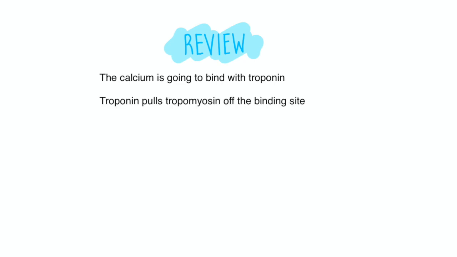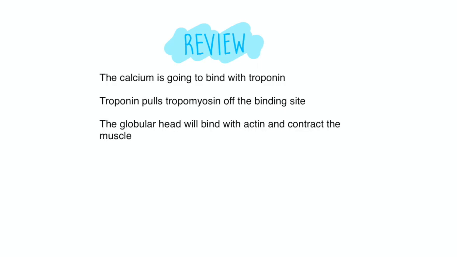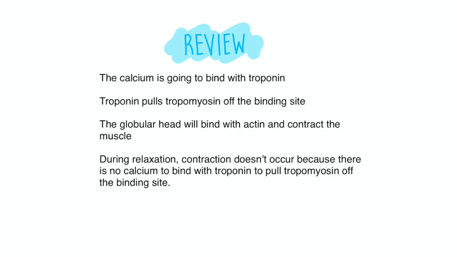To review, when calcium is released into the sarcomere, the calcium is going to bind with troponin. Then the troponin pulls tropomyosin off the binding site. Then the globular head will bind with actin and contract the muscle. And during relaxation, contraction does not occur because there is no calcium to bind with troponin to pull tropomyosin off the binding site.